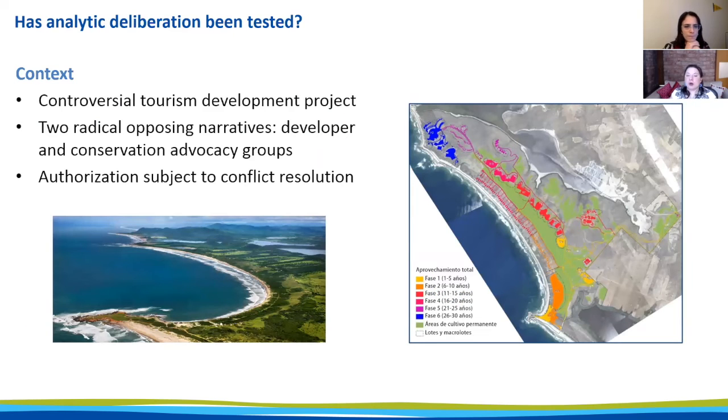So, has this approach been tested? What we're proposing is being tested, and the answer is yes. We're still working on it, but it was incorporated in a mega tourism development project on the Pacific coast of Mexico, where conflict arose as the result of two radical opposing narratives, and the authorization of the EIA was subject to the resolution of this conflict.